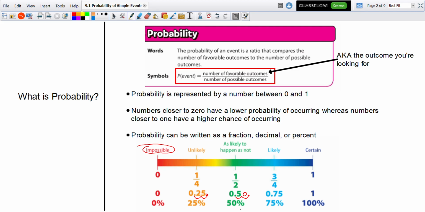A little bit more than 50%, anything between 50% and 100%, are things that are likely. There it's 3 out of 4, 75% chance of occurring. Or if we hit a 1 exactly, that's a 100% chance of happening. Those things are certain. What's the chance of rolling a number on a dice roll? 100% chance.